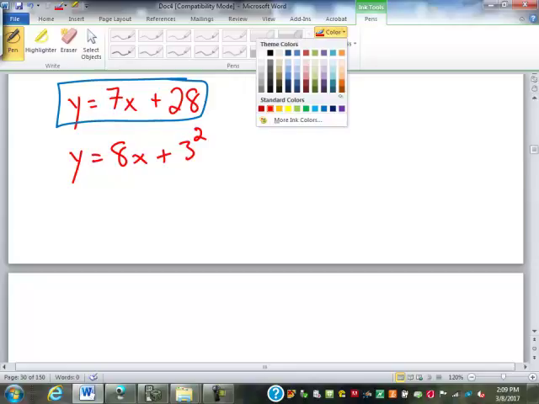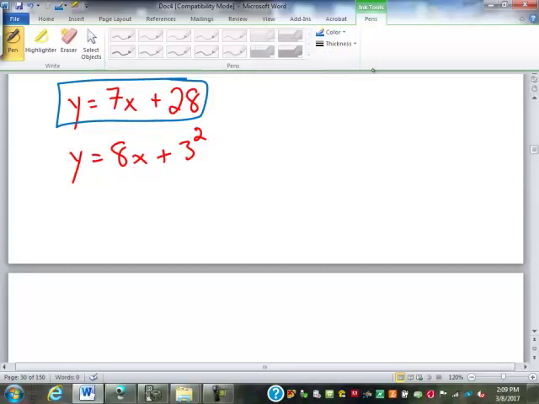Will this one form a line on the graph? Well, we've got that exponent. Does that make this not a line? No. Well, 3 squared is just 9. So the exponent only matters if it's on the variable. So this one will also be a line. That's just y equals 8x plus 9.